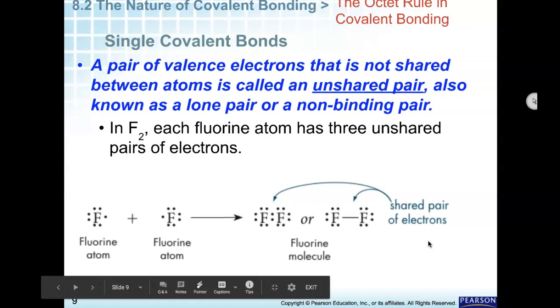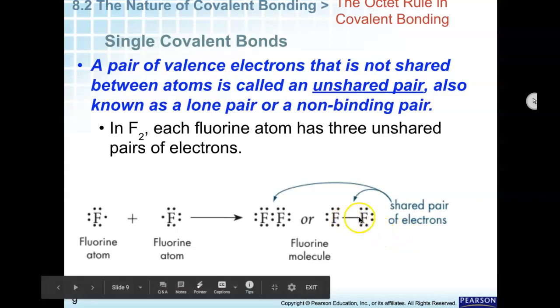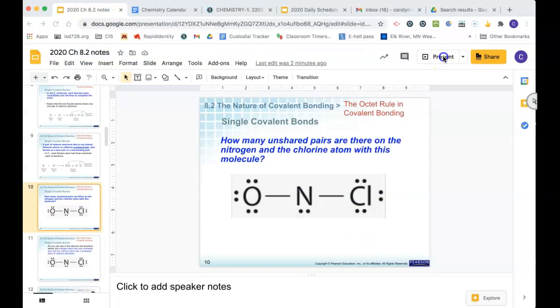When you're looking at these structures, you also can look at shared pairs and unshared pairs. Unshared pairs are also called lone pairs or non-binding pairs. So right here, this is your shared pair, and you have 1, 2, 3 lone pairs or non-binding pairs or unshared pairs.